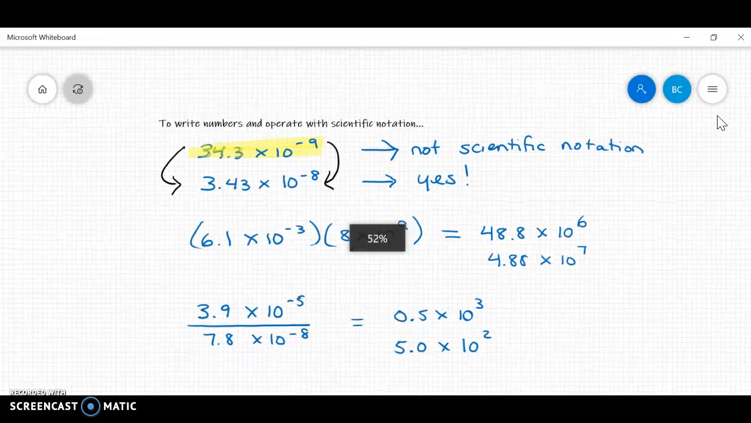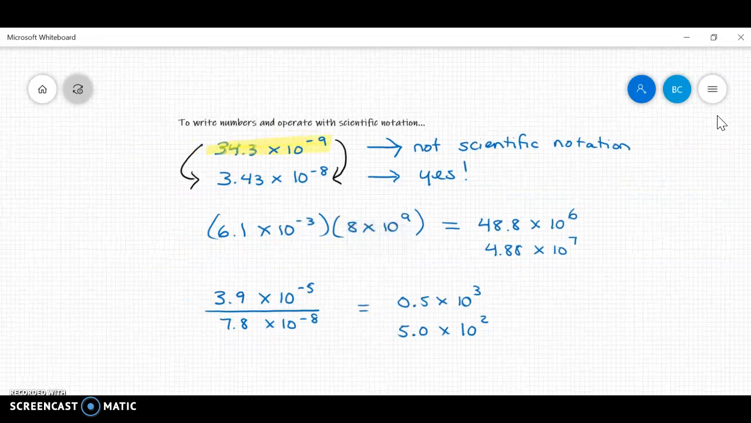So just remember that when you're writing in scientific notation, you do have to make sure that the decimal point is in the proper spot. The question that some of you had on the mid-year review is related more to operating with scientific notation. So I've got a couple examples of that for us.